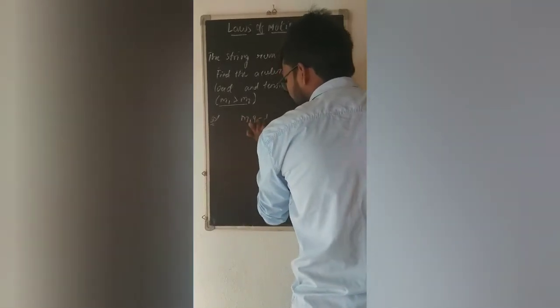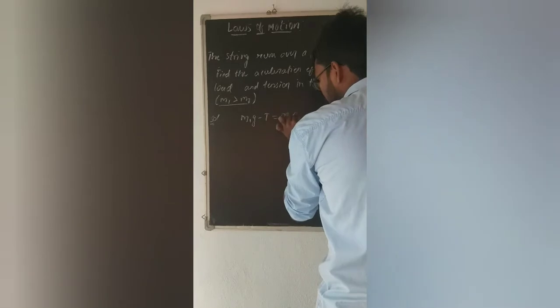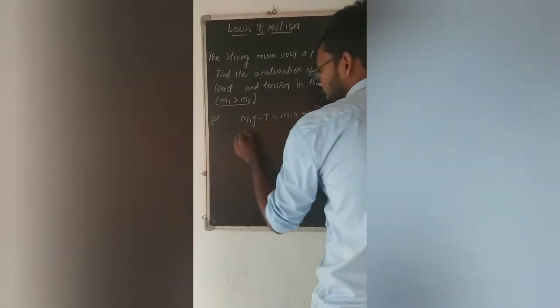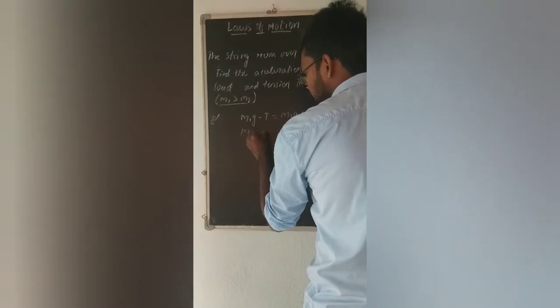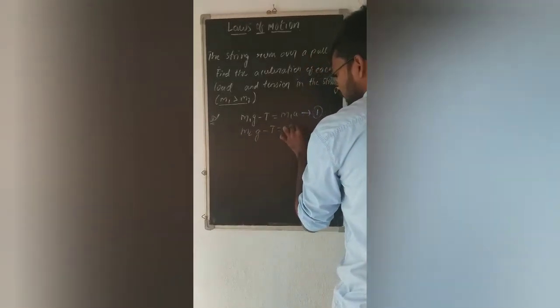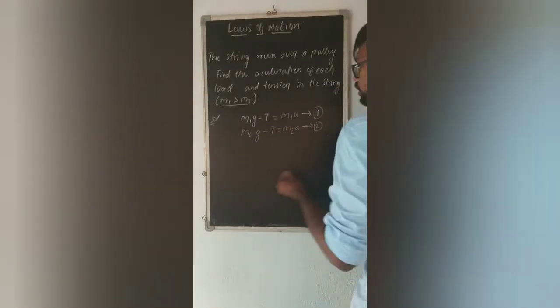M1G minus T equal to M1A. This is equation 1. Okay, and M2G minus T equal to M2A. This is equation 2.